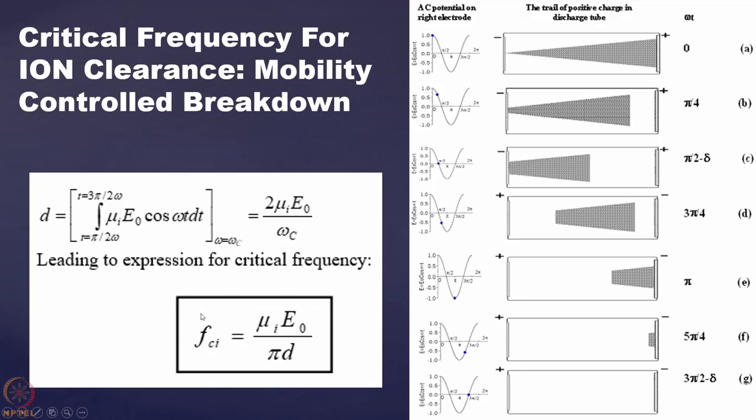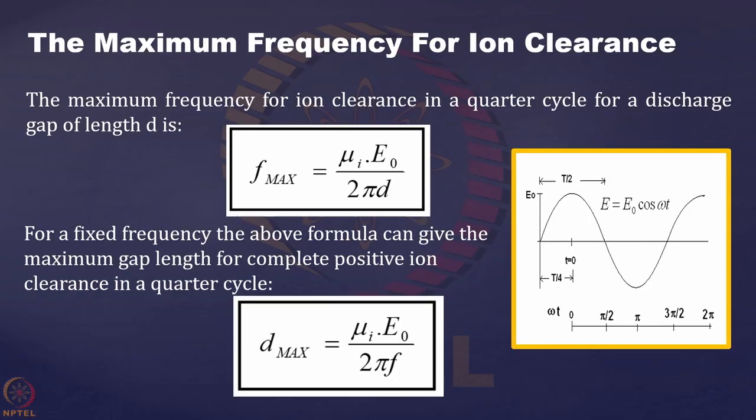So you are getting this critical frequency for ion clearance. Actually it is now mu I E0 by pi d. So earlier it was mu I E0 by 2 pi d. So it was in a quarter cycle, but actually what we are seeing is that even though it is not cleared in a quarter cycle, next time it is getting a chance of half the cycle, a complete half cycle, to get cleared from the discharge zone. So if the charge is getting created over here, then before taking this much time, it is now getting cleared.